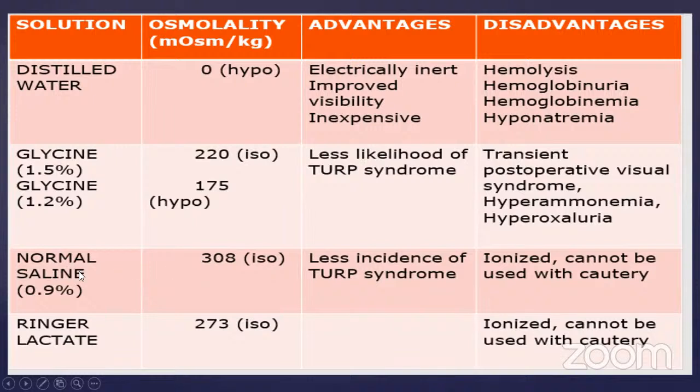Normal saline 0.9% is isomolar with body fluids. It also has a lower incidence of TURP syndrome. But the disadvantage is that it is ionized, it can conduct electricity, and cannot be used with cautery. Ringer lactate is also isomolar with the body fluids, but it is also ionized and cannot be used with cautery.